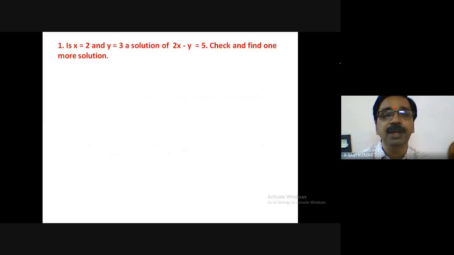One of the questions is: is x equal to 3 a solution of 2x minus y equal to 5? Find one more solution. I have not written any answer here, so I have to write it for you.